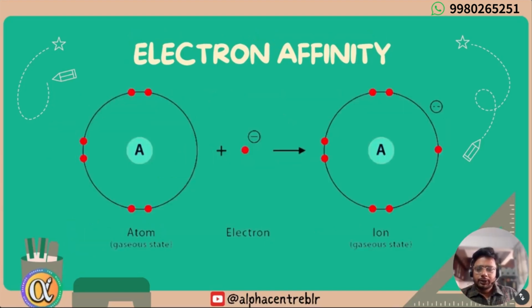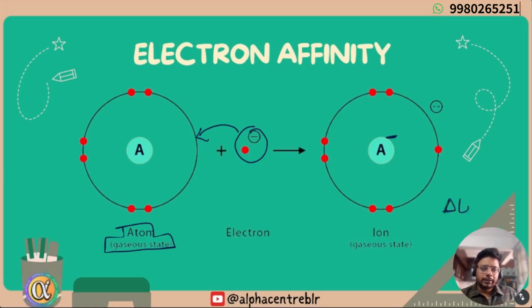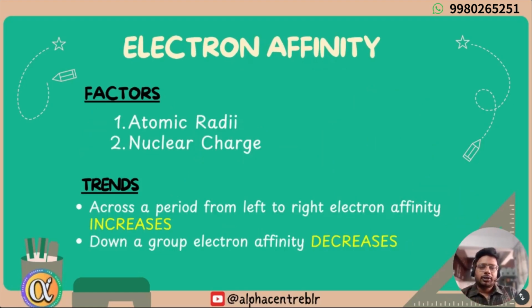Here we have isolated neutral atom A. A takes an electron and turns into an anion, which has a negative charge, A minus. In this process, when A accepted an electron, it became more stable and therefore it released some energy. Energy released is electron affinity of A. Okay, that's it. Let's look into the trend.